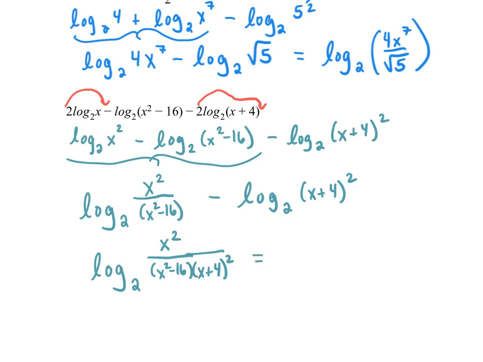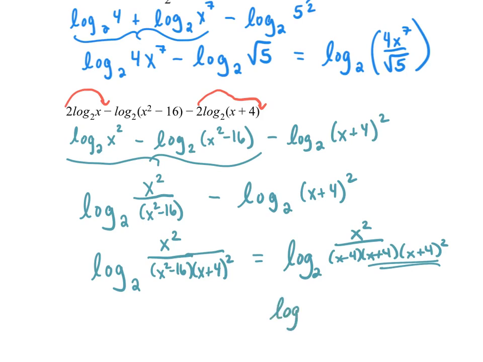Now I can try to simplify this a little more. All the log properties are done, but I can factor. Just write it a little differently. I know this is a difference of squares, x minus 4 times x plus 4. And then we have x plus 4 squared. So now I see I have 3 of that factor. So my final simplified answer would be log base 2 of x squared divided by x minus 4 times x plus 4 cubed.